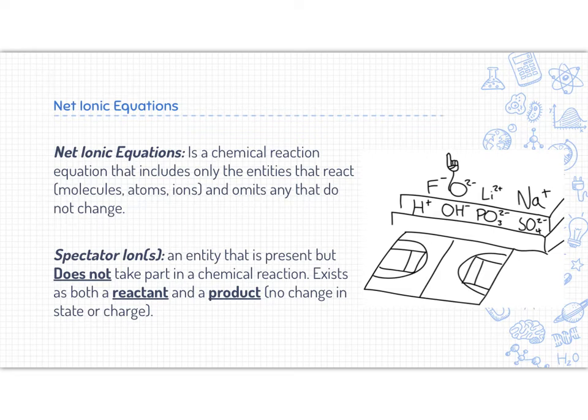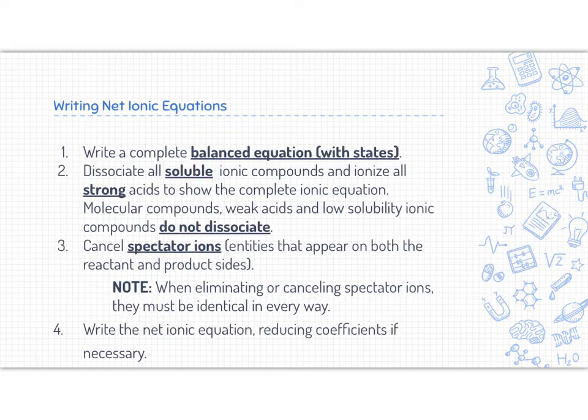A net ionic equation is a chemical reaction that includes only those things that react and omits anything that doesn't actually change within the reaction. So a spectator ion is something that doesn't take part in the chemical reaction. It exists as both a reactant and a product, so there's no change in its state or its charge. And that's the deciding factor here. There's no change in the state or charge for it to cancel and be a spectator ion.